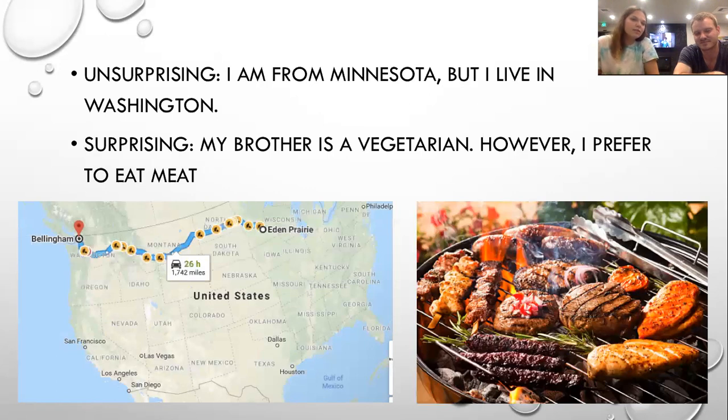So an unsurprising fact about me is that I am from Minnesota, but I live in Washington. Here I use but to compare my two places. And something surprising about me is my brother is a vegetarian. However, I prefer to eat meat. So I used however to connect these two ideas.